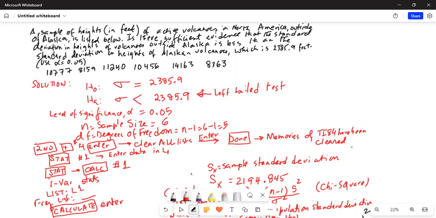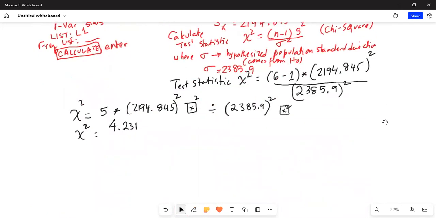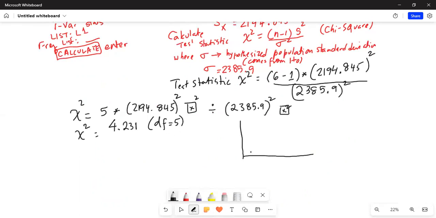Okay, alpha is 0.05. So let me now move up. Okay. So let me draw the picture of the chi-square distribution. Remember, my degrees of freedom is 6 minus 1, which is 5. So the chi-square distribution looks like this. This is probability on the vertical axis and chi-square on the horizontal axis. Now my level of significance alpha is 0.05. This is a left tail test.